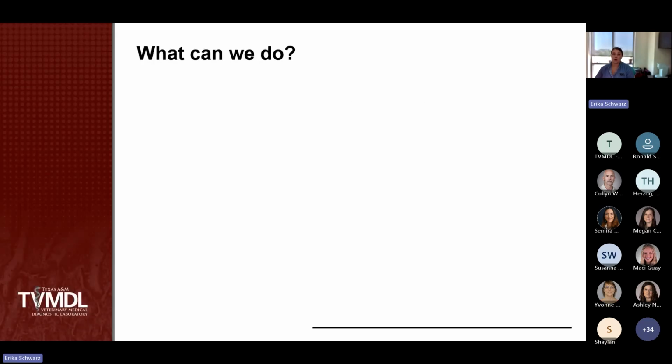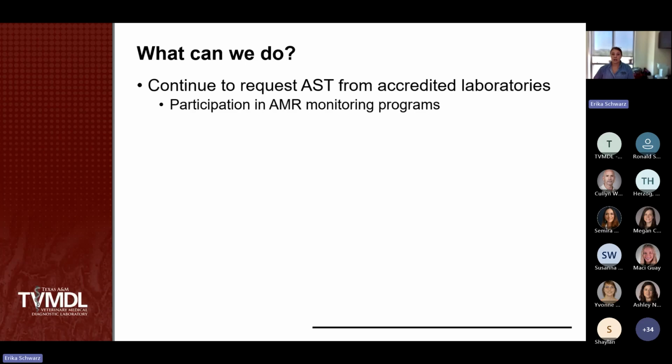So what can we do to promote antimicrobial stewardship? I'm sure most veterinarians at this point have received an AST report with really scary few options. We play an incredibly important role in antimicrobial stewardship and ensuring that we have these options for treating patients well into the future. So what exactly can we do?